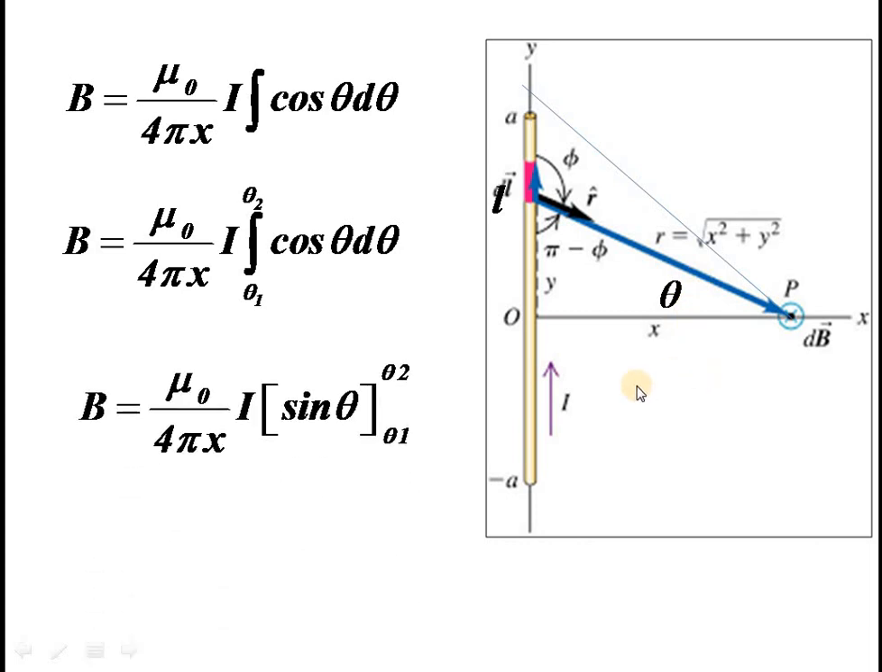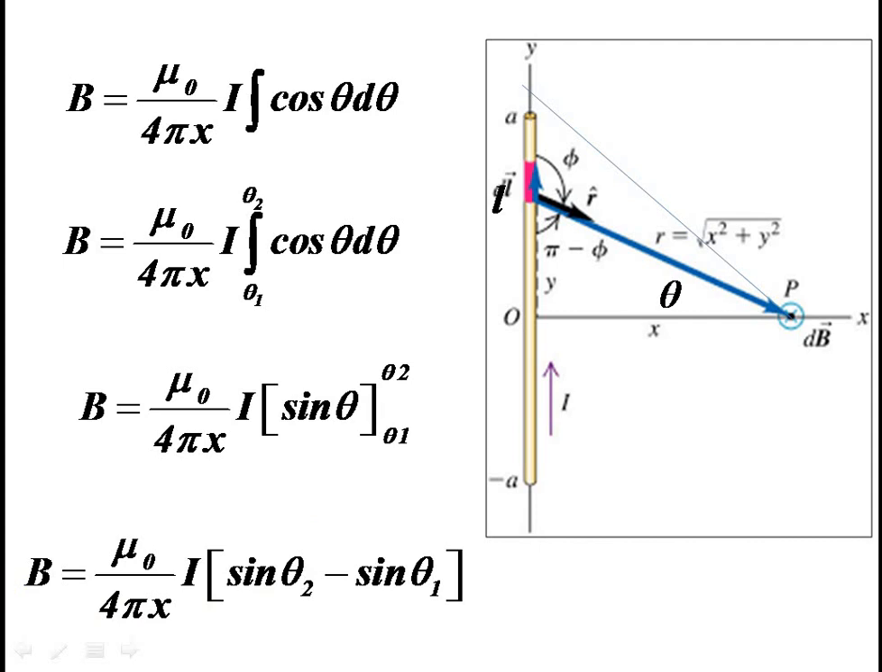So then our integration will be like this, because we have limits now, because the wire is not of infinite length. So the lower limit will be theta 1 and the upper limit will be theta 2. So what we get is B equals mu 0 I by 4 pi x times (sin theta 2 minus sin theta 1). So that is what is given.